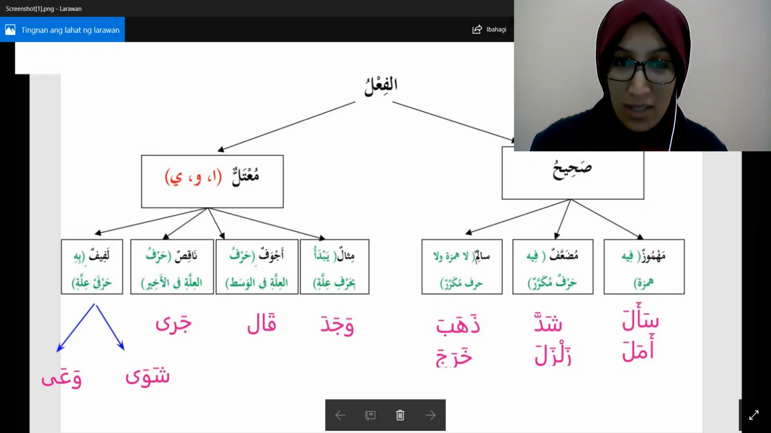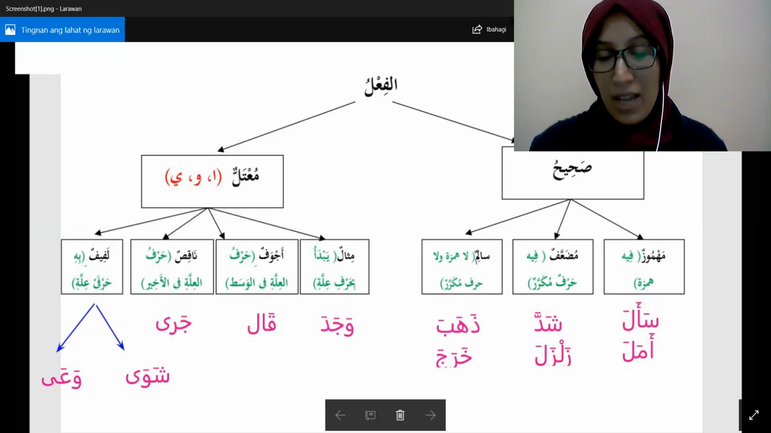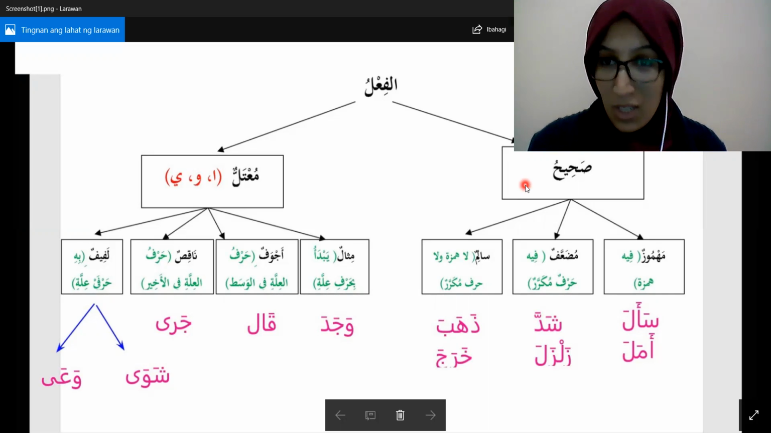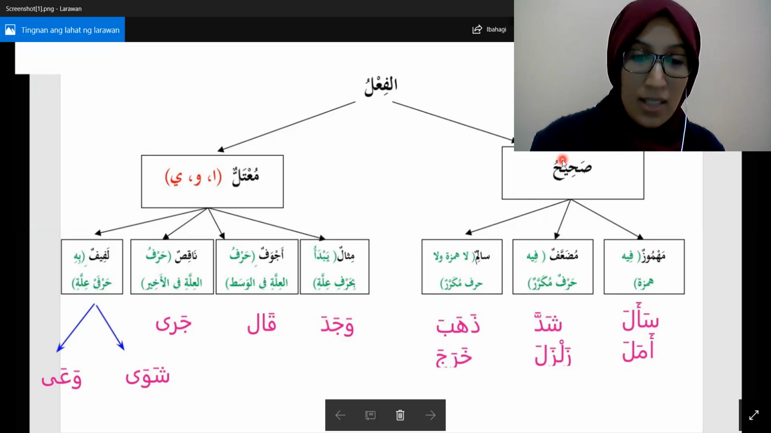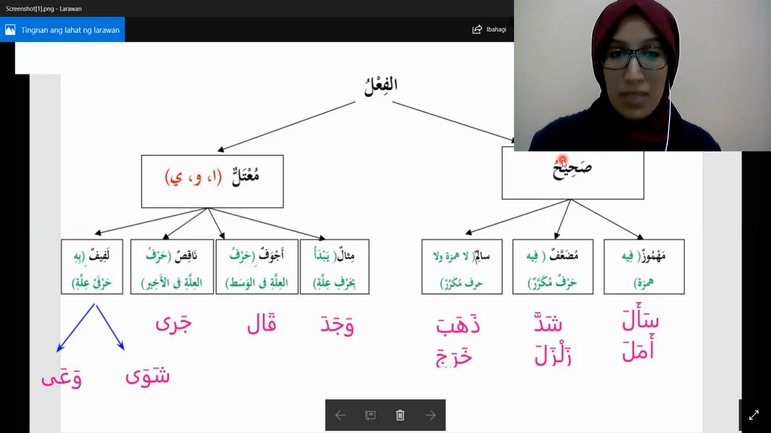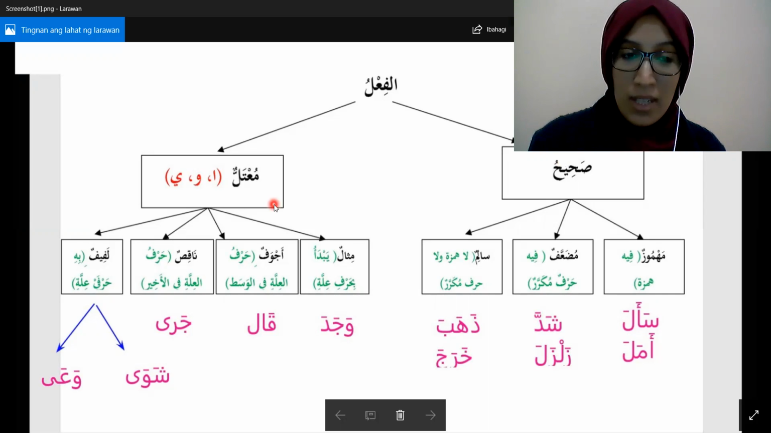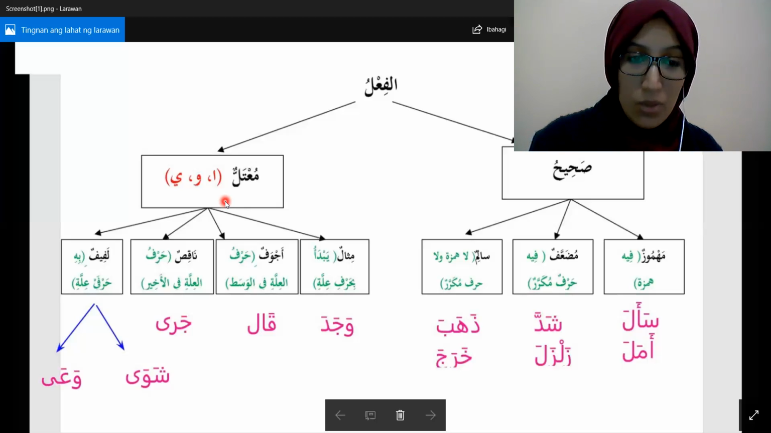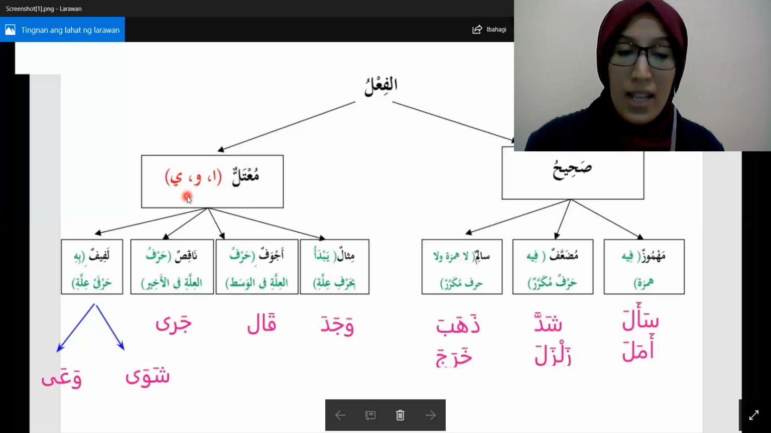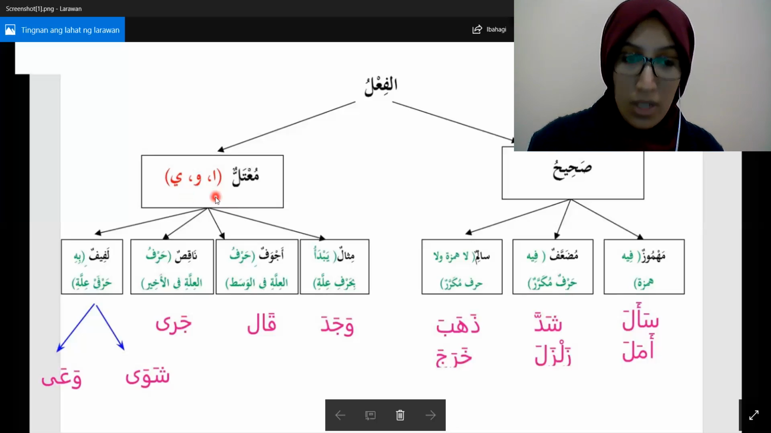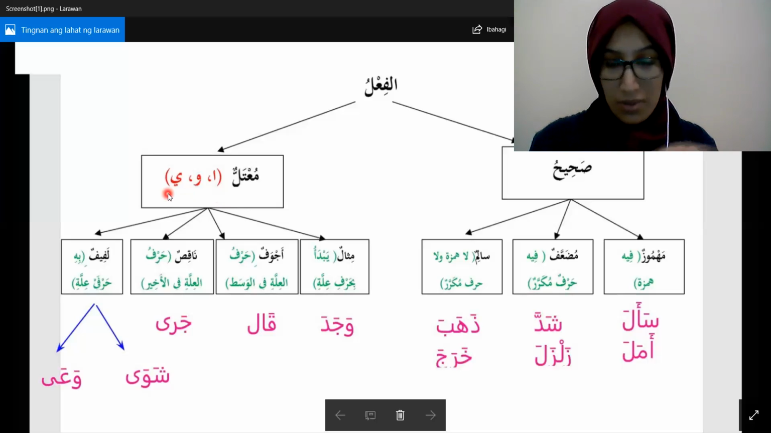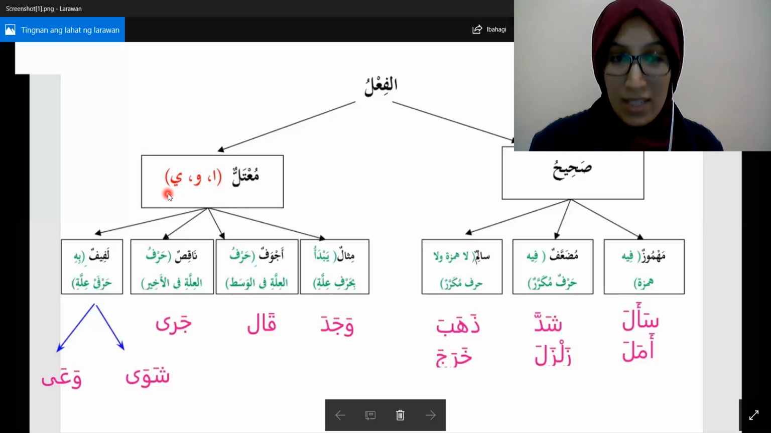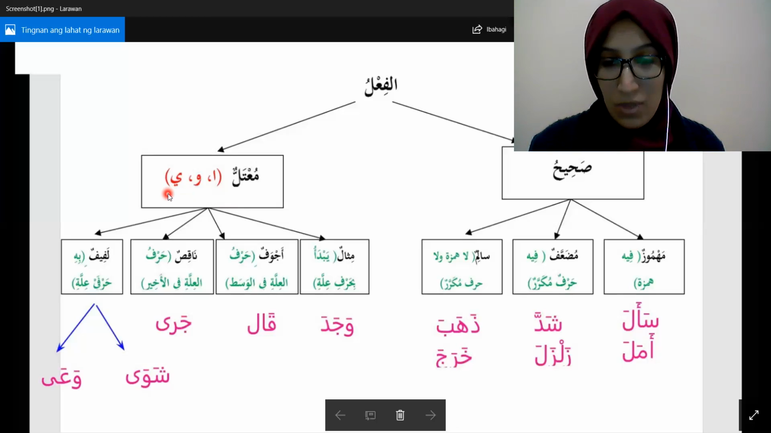So we have al-fi'l, the verb. In al-fi'l, I have two main categories in this classification. I have sahih, which means correct, and mu'tal, which means ill. So I can say that this verb is mu'tal when I have one of these three letters in my verb, and these letters are alif or waw or ya. When it's not mu'tal, it's healthy. We call this verb sahih.